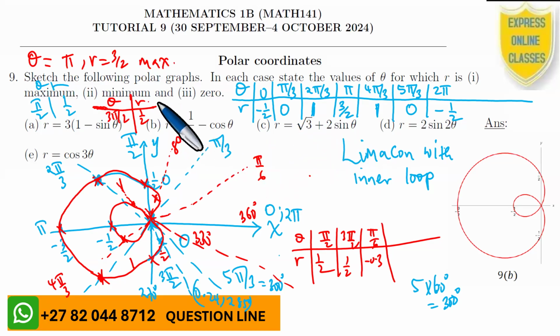Now we are looking for the minimum. Whenever theta equals 0, for example, or 2 pi, r equals -1/2. That is the minimum. Right, it is the minimum.